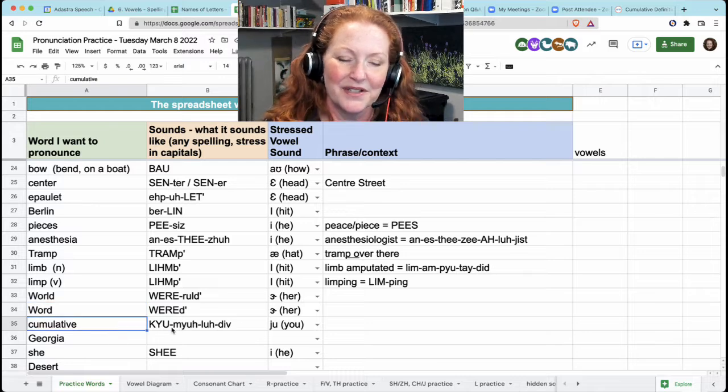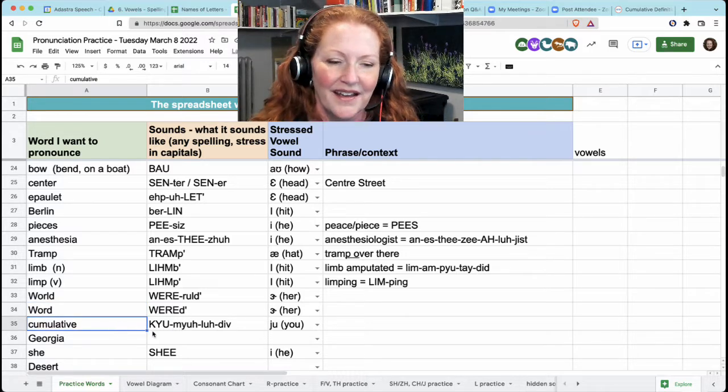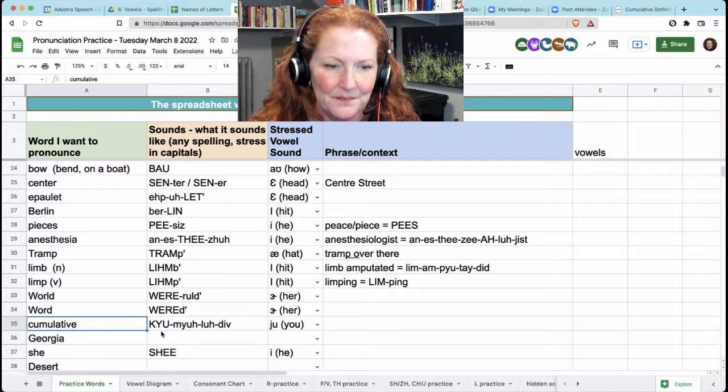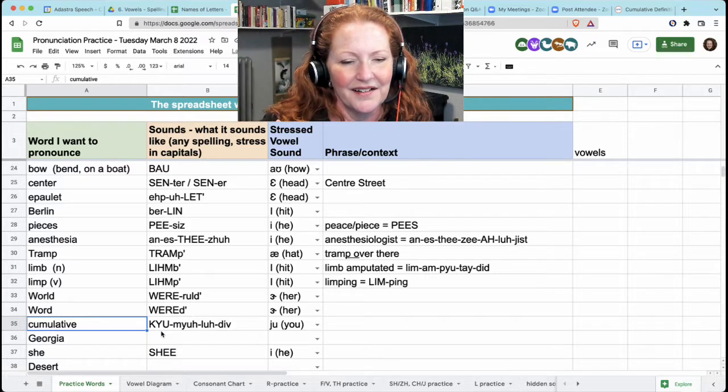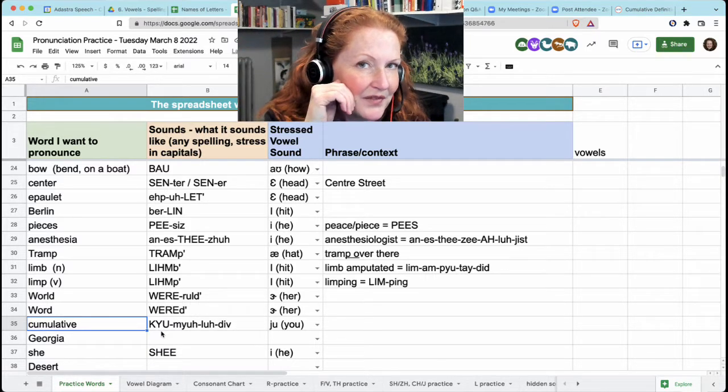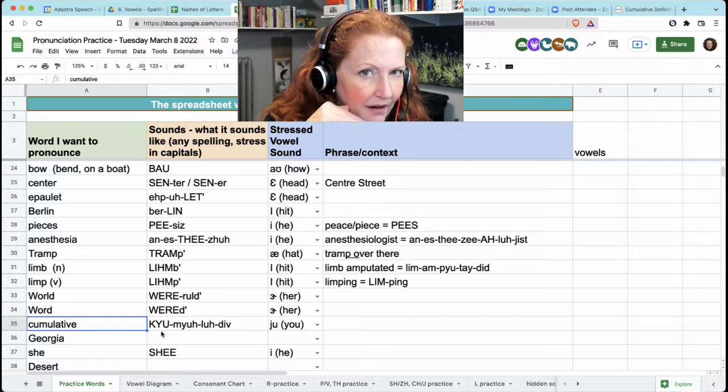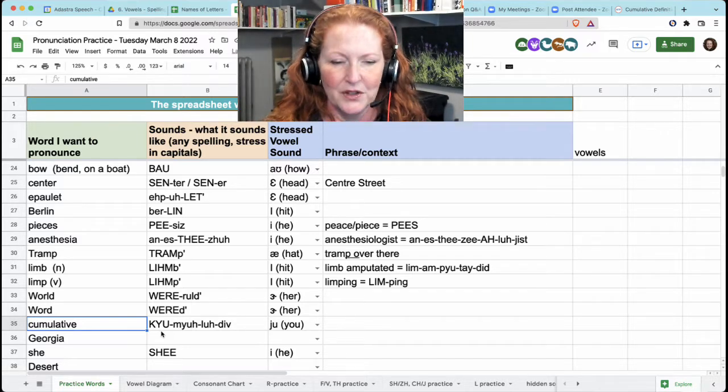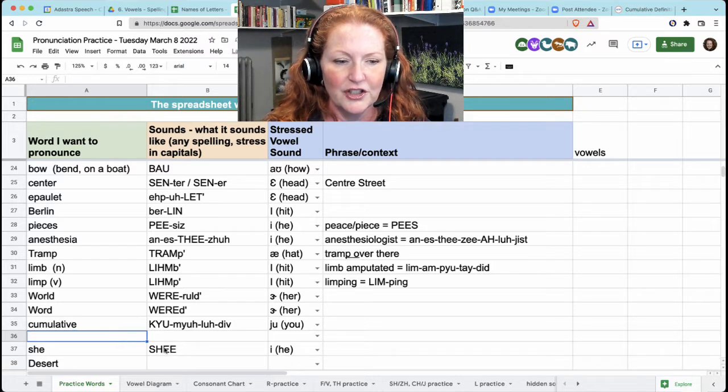And then the last one, which is perfect word for the last word of the day, cumulative. Cumulative. So these do have the tongue very high. Cumulative. Cumulative. Oh, there's Georgia again. We already did that. And she with the E vowel. That's it.